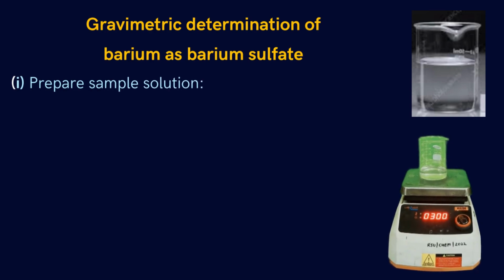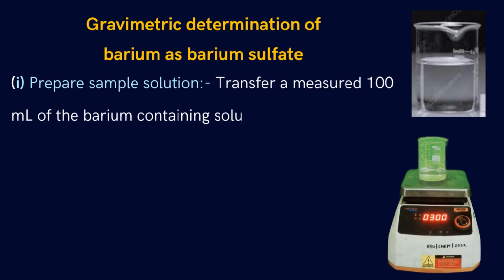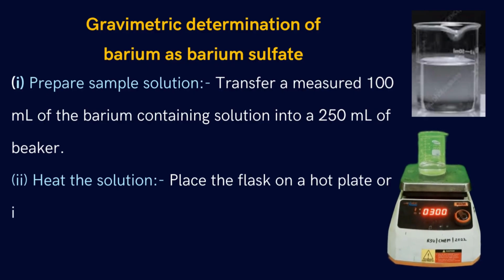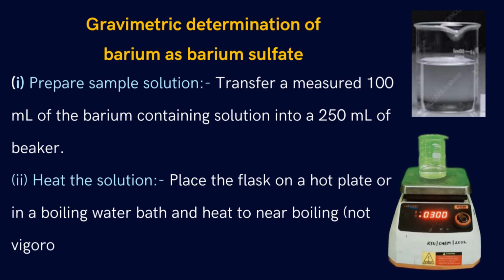The first step is to prepare the sample solution. Transfer a measured 100 ml of the barium containing solution into a 250 ml beaker. The second step is to heat the solution. Place the flask on a hot plate or in a boiling water bath and heat to near boiling, without vigorous bumping.